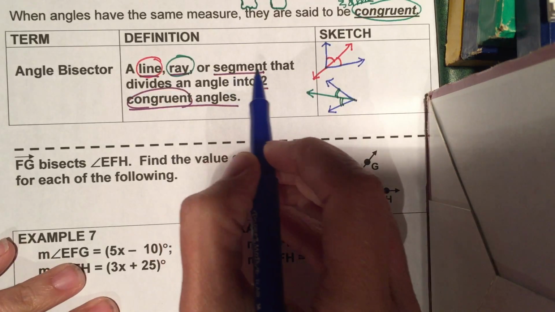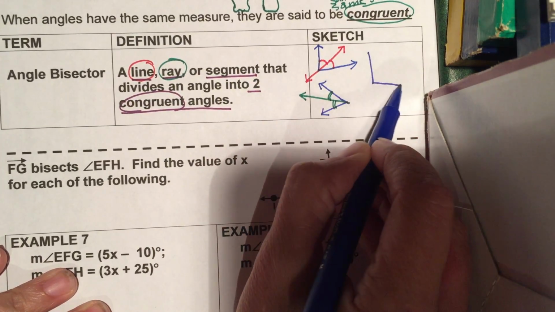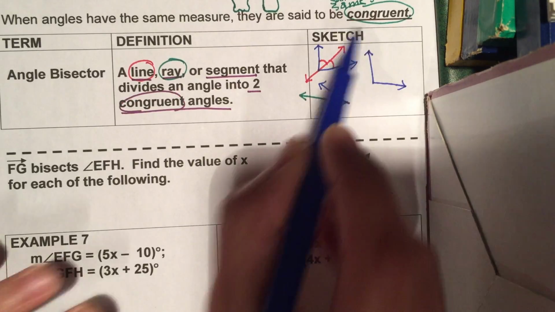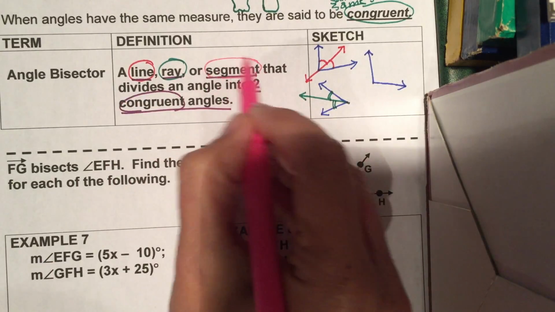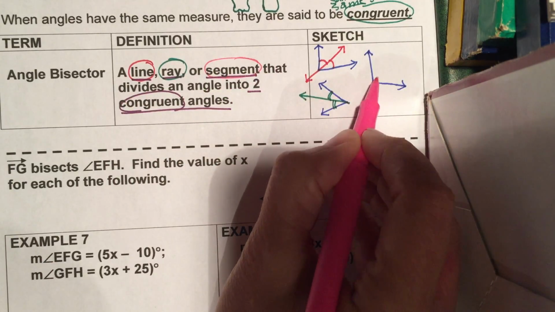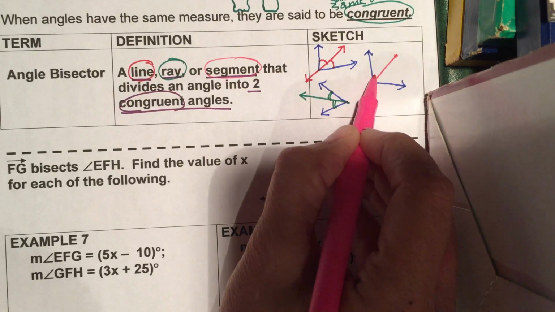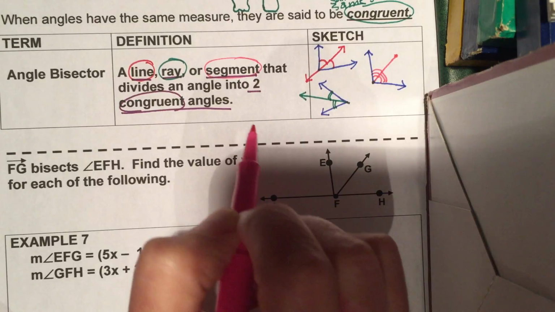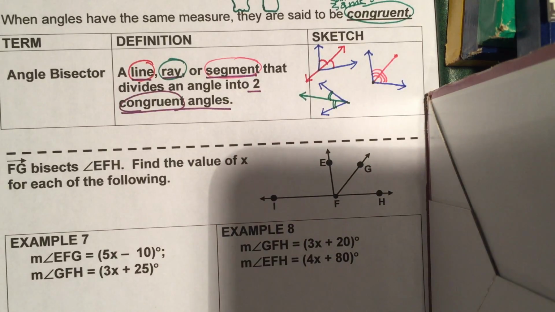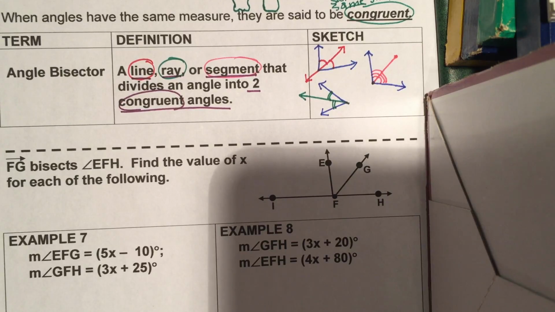We can also bisect with a segment. So let me draw another angle here. And now I'm going to bisect this angle with a segment. So the segment is going to start here, kind of go here. It's just a segment. And again, those two angles are congruent. So that's what an angle bisector is. It is a ray, line, or segment that cuts an angle in half.